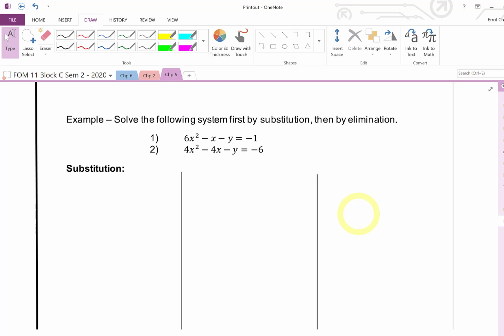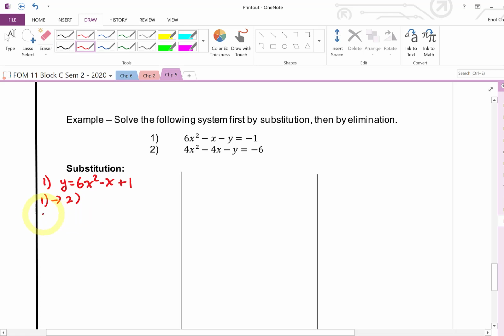For these equations, it says 6x squared minus x minus y is equal to negative 1, and 4x squared minus 4x minus y is equal to negative 6. So we're going to do substitution first. I'm going to use equation number 1 and isolate for y. So y equals 6x squared minus x plus 1.